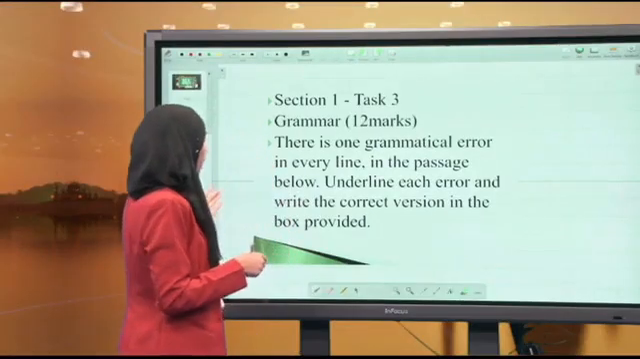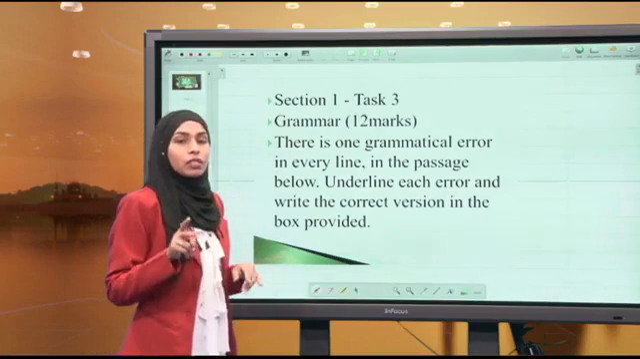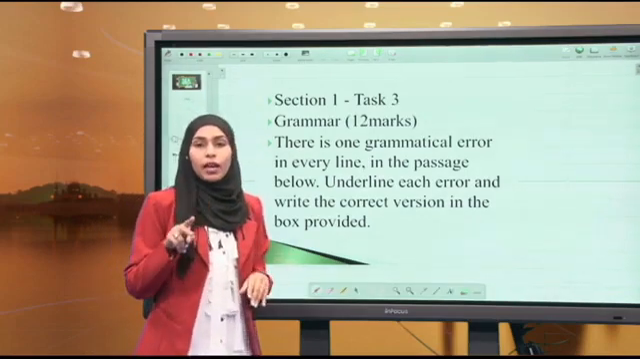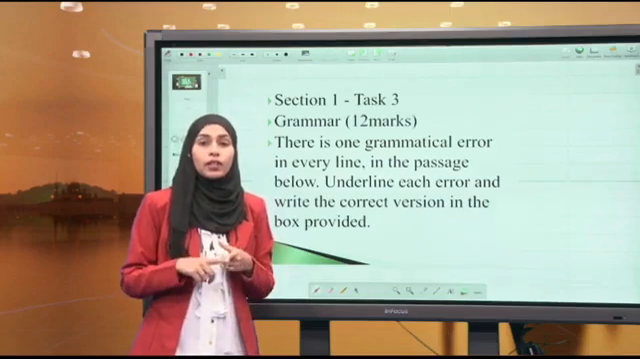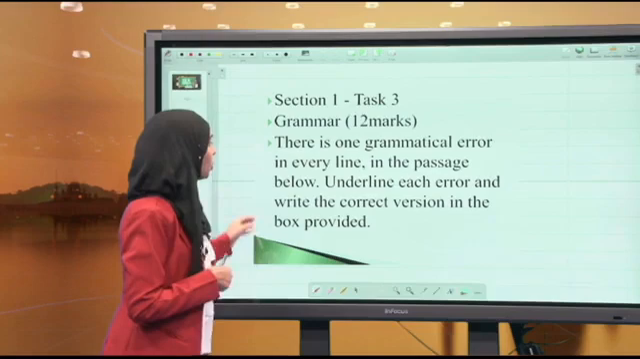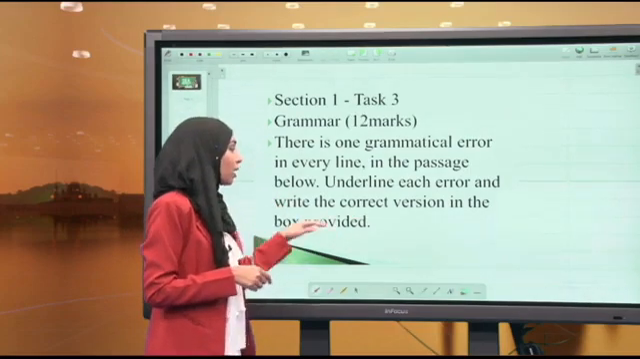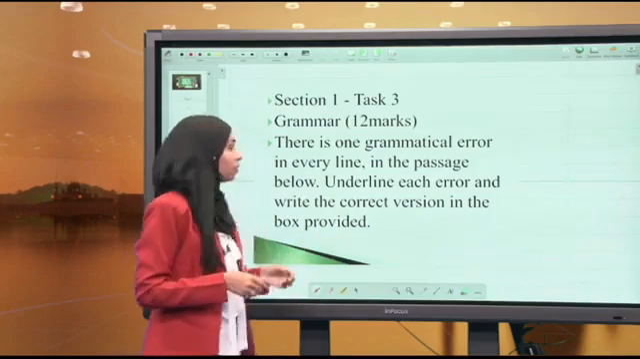In your grammar section or task, there is 1 grammatical error in every line. So similarly with spelling, in every line there was an error. You had to identify the error, and then you had to correct that error. Same goes for grammar. You have to identify that error, and then you have to underline it, and then you have to write the correct version in the box provided.